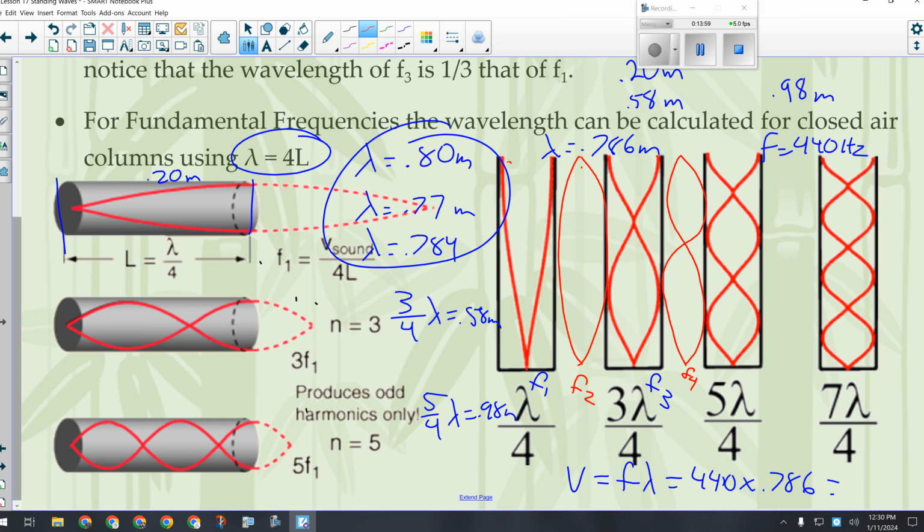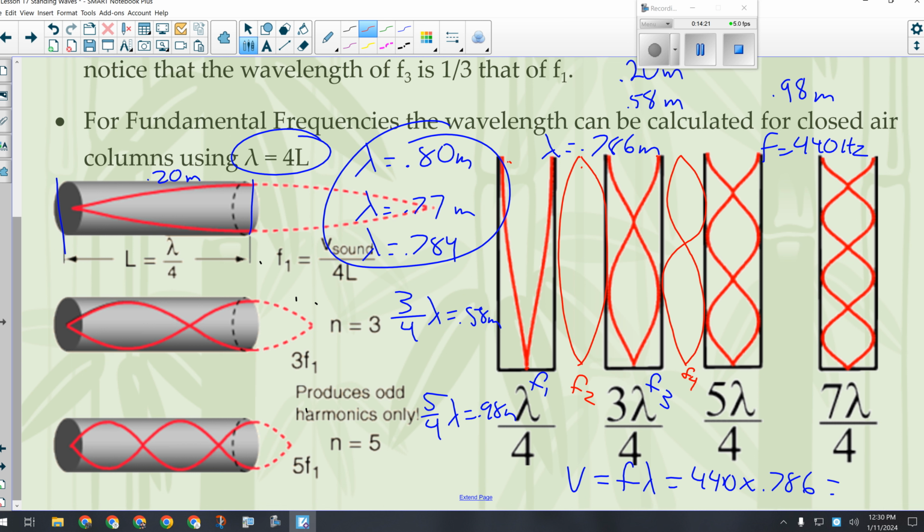This is the advantage that an open air column, as a musical instrument, has over a closed air column. An open air column resonates at every frequency, because its reflection is not off an end, it's off the inside of the tube. So it makes a wider range of sounds. Everybody with me so far?